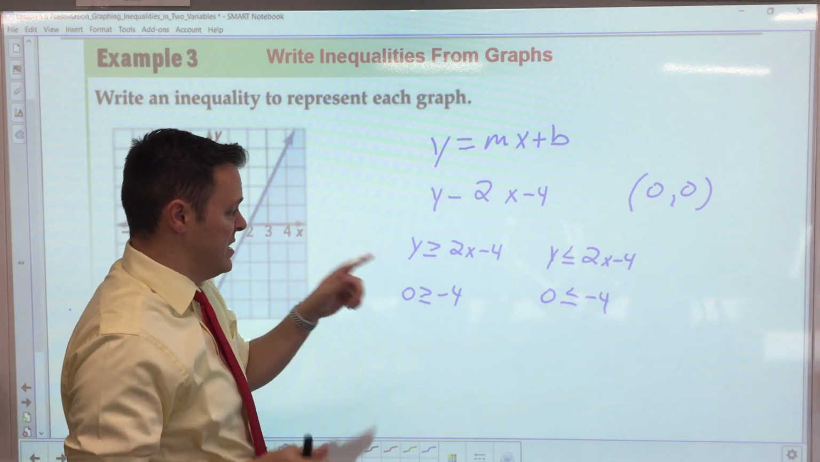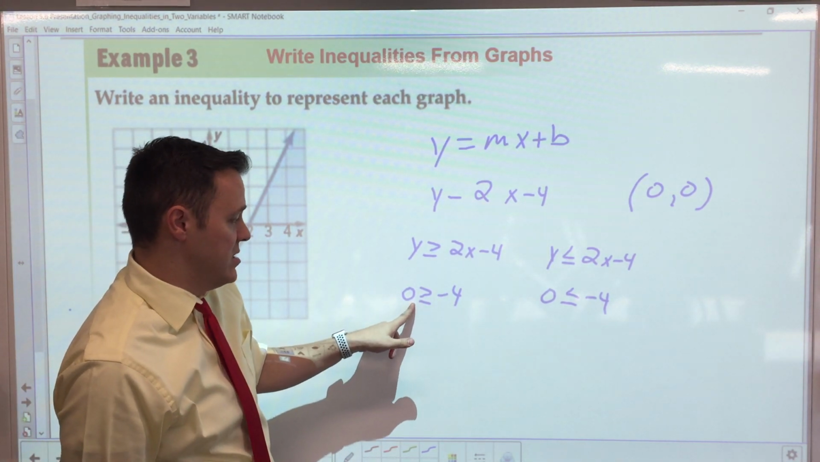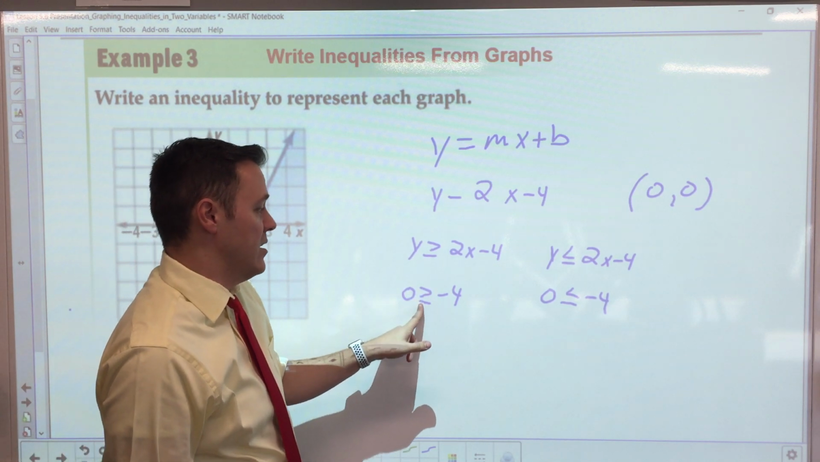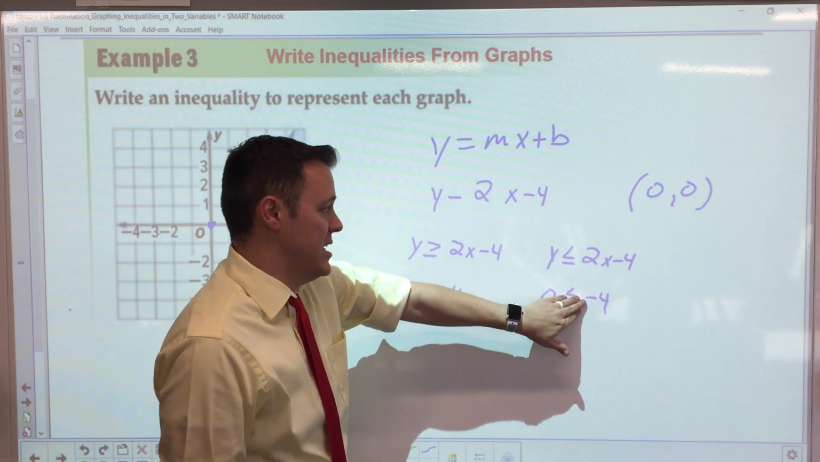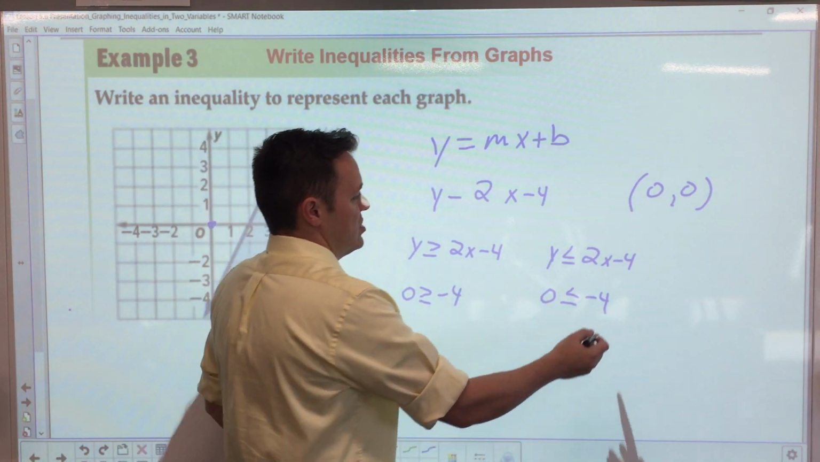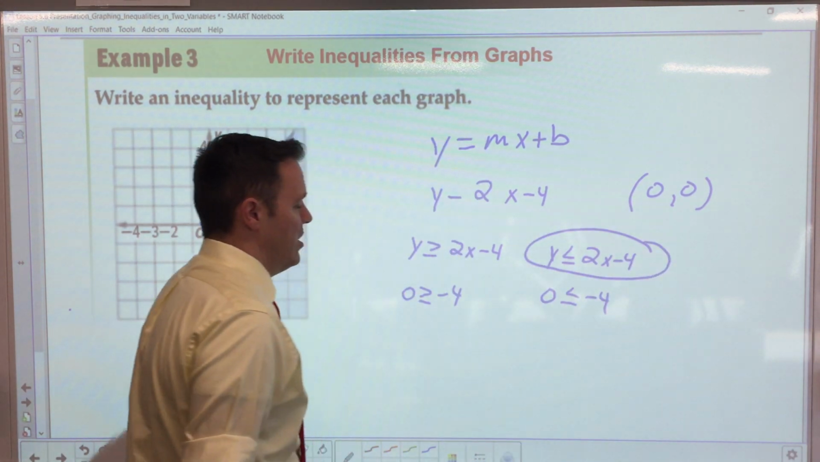Okay? The false statement, is this true or false? Well, ladies and gentlemen, is 0 greater than or equal to -4? Yes, it is. So which one is the false statement? It would be this one. So if you're looking for a false, that should be our equation.